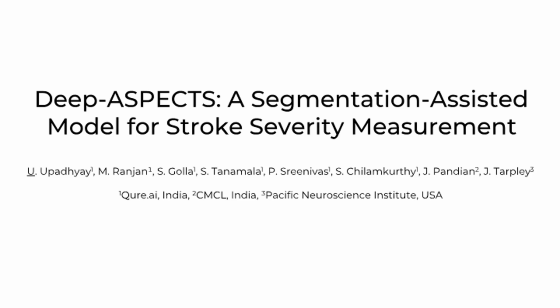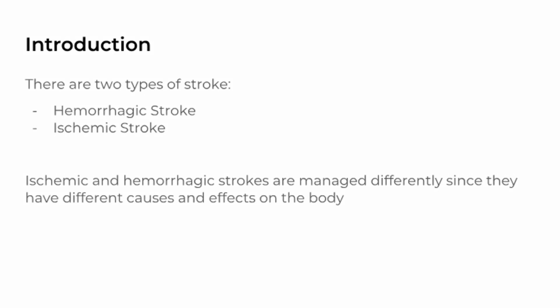What is stroke? A stroke occurs when something blocks blood supply to part of the brain, which is called ischemic stroke, or when a blood vessel in the brain bursts. This is called hemorrhagic stroke. Both are managed differently. In our work, we focus on ischemic stroke.